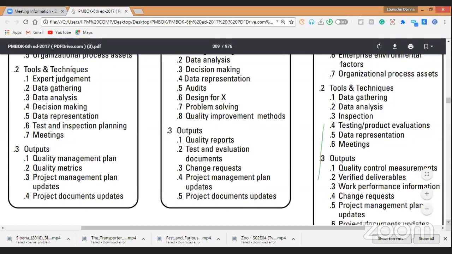Okay, then we have the data representation. So like I just said, we can use any of the statistical tools to represent this data. We can use tables to represent the data. We can use graphs. We can use pie chart. We can use bar chart. Whichever statistical tool that best suits your understanding, you can use them to represent data.